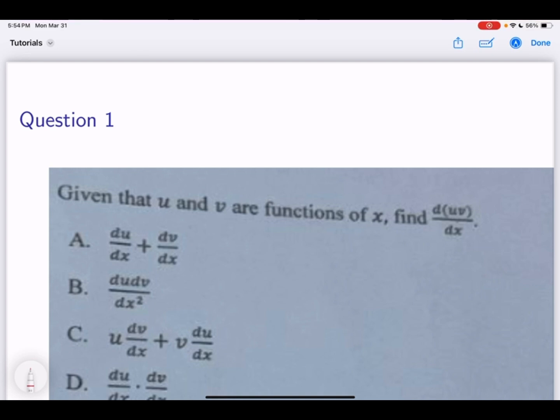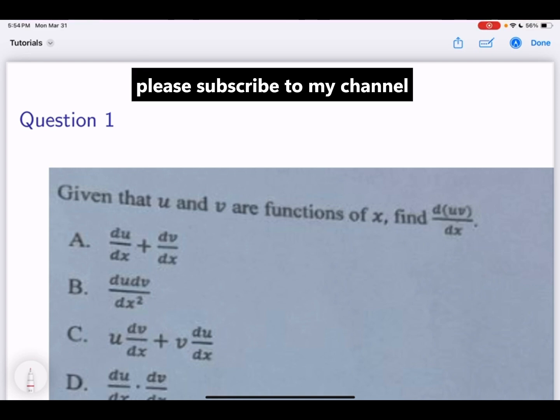So with example 1, we are given two functions, that's u and v, and we have to find the rate of change of the product of these two functions. So now the first thing that should come into mind is the product rule, because we have two functions multiplying, that's u times v, and we're being asked to find the rate of change of the product of these two functions.